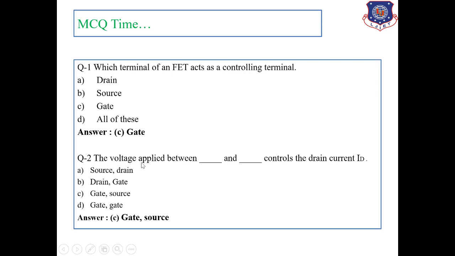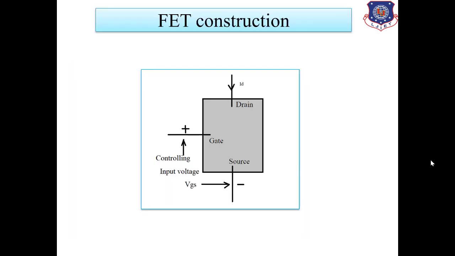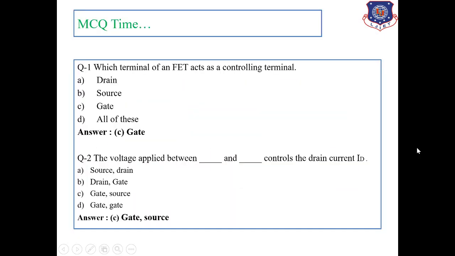Next, question 2. The voltage applied between blank and blank controls the drain current. Again I am repeating, students listen carefully. From this construction you can easily say that this is the external voltage, and ID is controlled by the gate terminal and this external voltage, that is VGS, right? From the given options, the external voltage is applied between gate and source, also denoted by VGS. So the answer is gate and source.